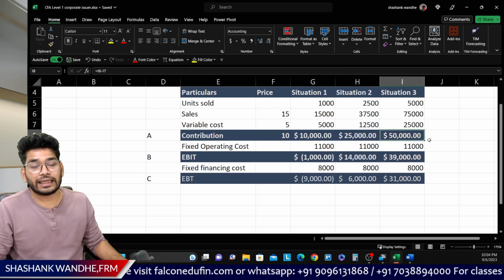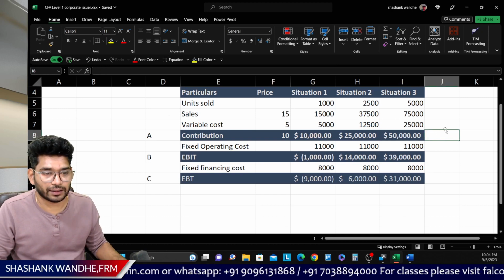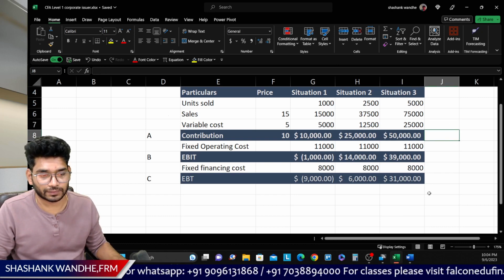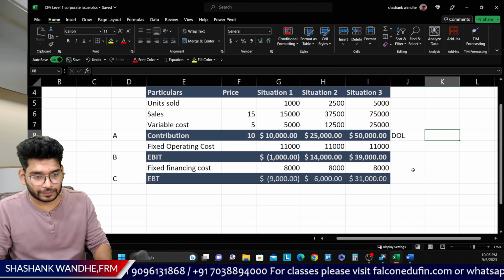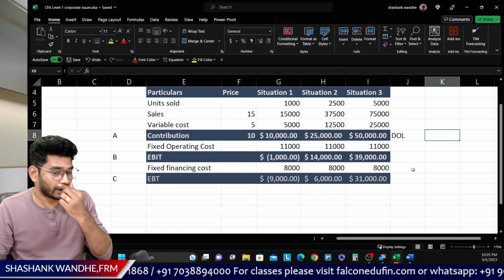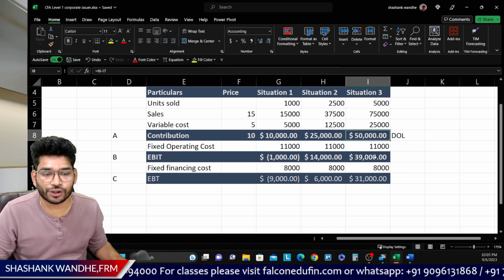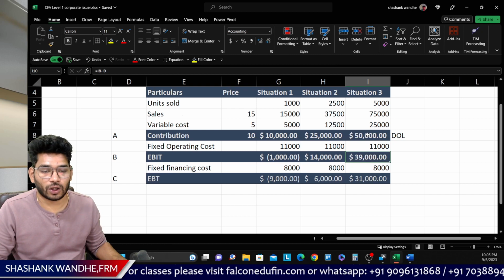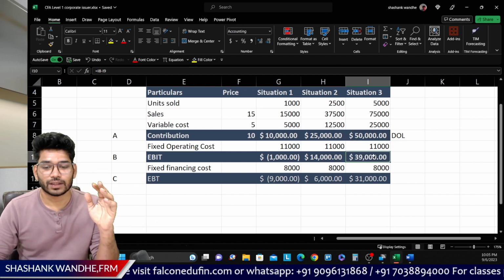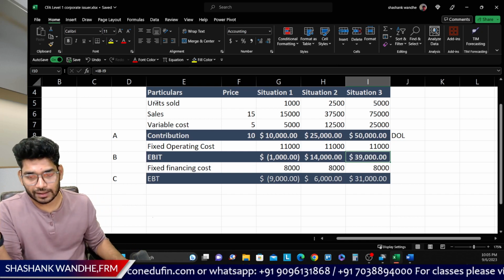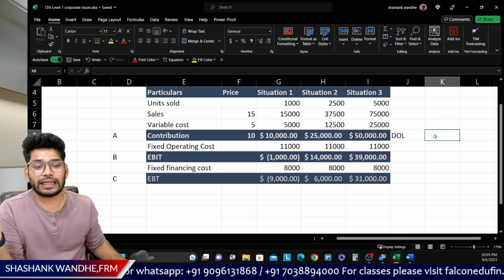Now, degree of operating leverage, DOL, connects the point between the contribution and EBIT. Contribution and EBIT. Remember this. So this is the point A. The contribution is this. This is the ABC. I marked this.